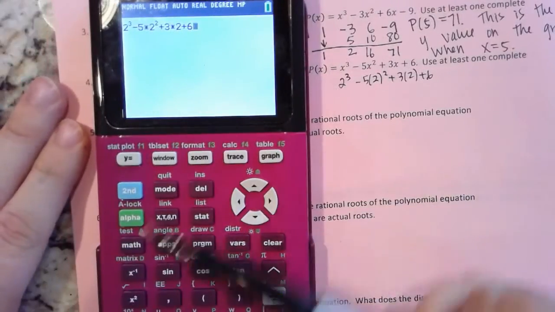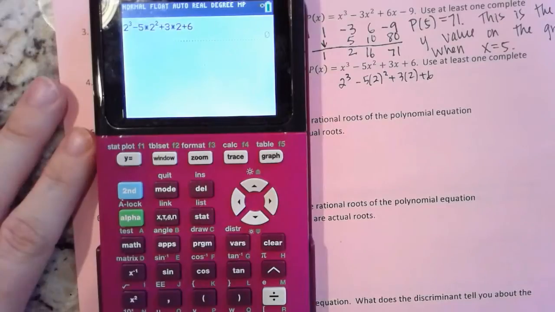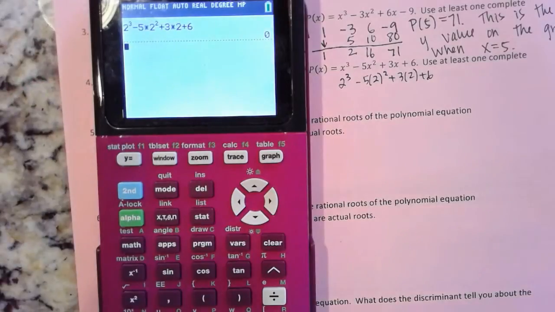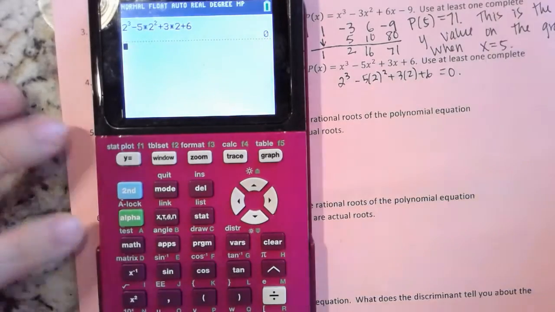Okay, so I've got 2 cubed minus 5 times 2 squared plus 3 times 2 plus 6. I get 0. So what does that mean?